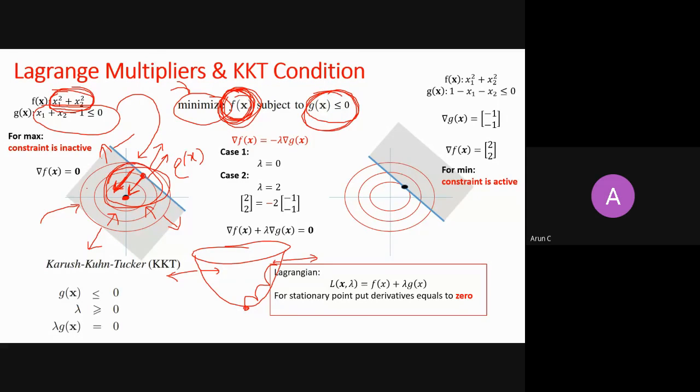So even if I don't apply the constraint, the solution will be the same. Applying the constraint will not affect my solution, because my solution is in the feasible region, and I can ignore the constraint here. This is one case. Let's see the second case.